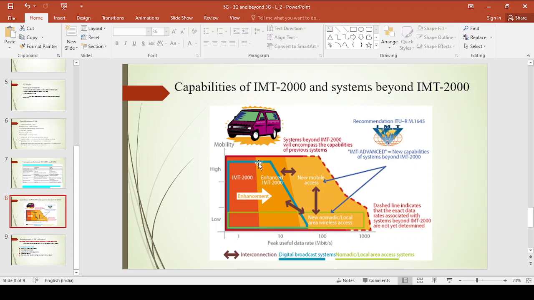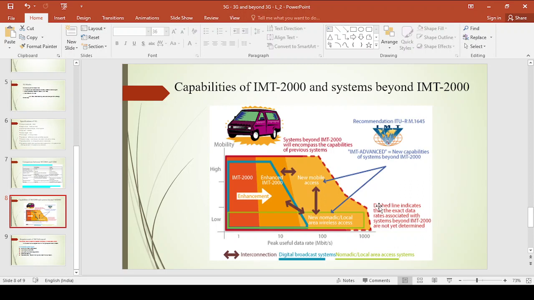Now the mobility will remain constant whether it is 3G or 4G. The data rate has been increased from a few megabits per second to higher megabits per second. Now the dashed line indicates the exact data rates associated with each system. Now this is your 4G and this is your 3G, and these are the advanced versions beyond the 4G system, right?